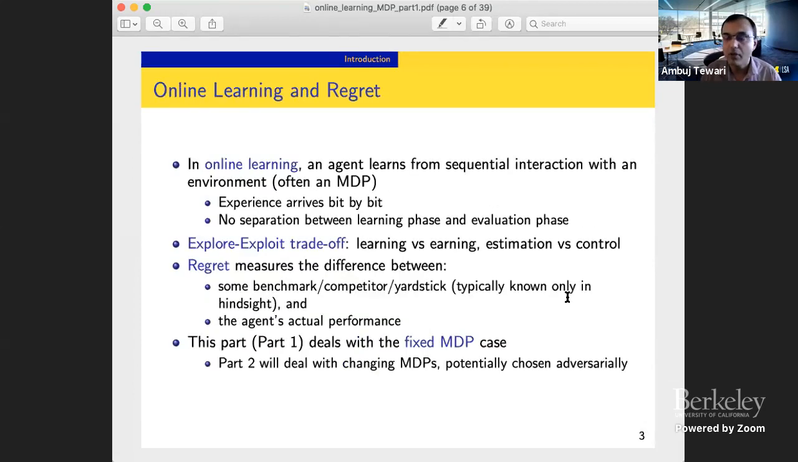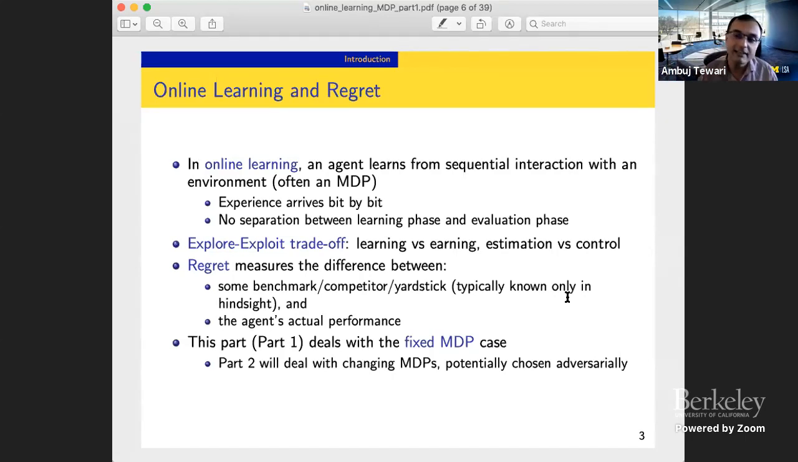And just a word about what we mean by online learning, because online learning has slightly different meanings. It could be that you're designing online learning algorithms for just prediction, maybe in full information, we saw bandits. But today we are going to look at online learning where an agent is interacting sequentially with a Markov decision process. And so the experience arrives bit by bit. You take an action, you see the state you went into, you see the reward. So slowly, maybe you build up your knowledge about the system.